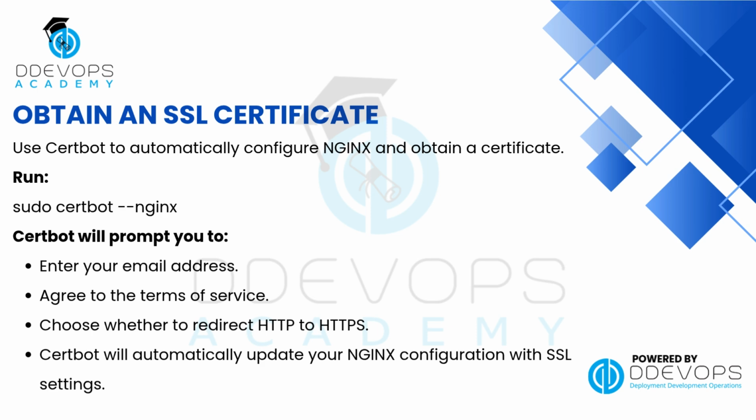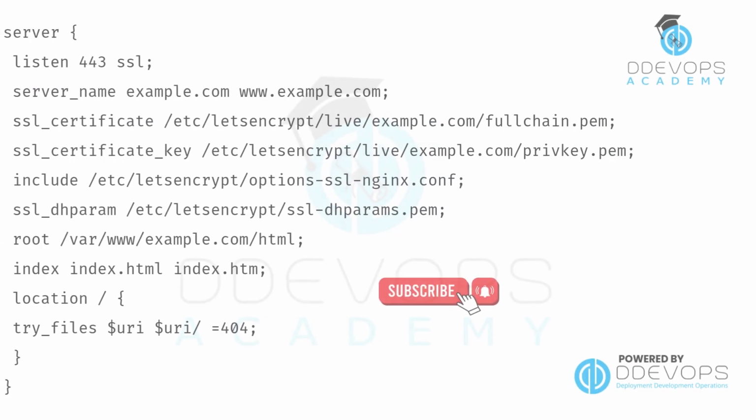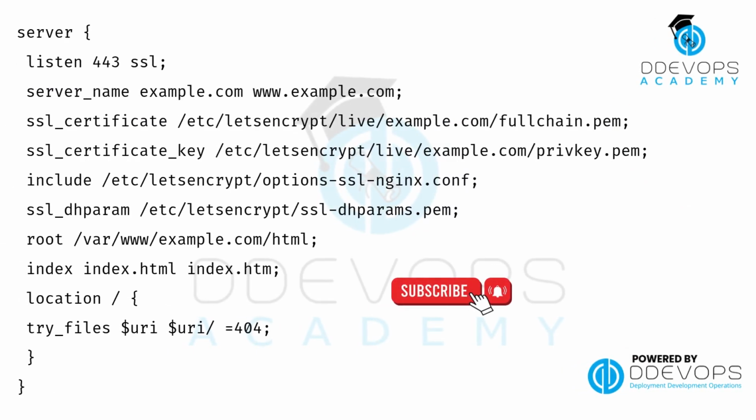Agree to the terms of service. Choose whether to redirect HTTP to HTTPS. Certbot will automatically update your NGINX configuration with SSL settings. Check the example of obtaining an SSL certificate.